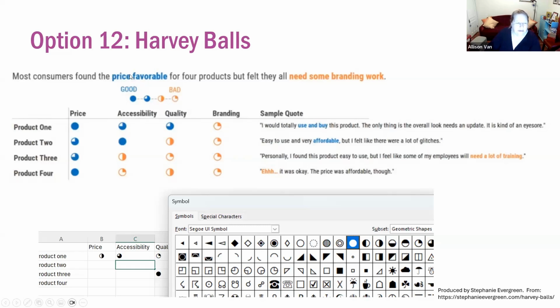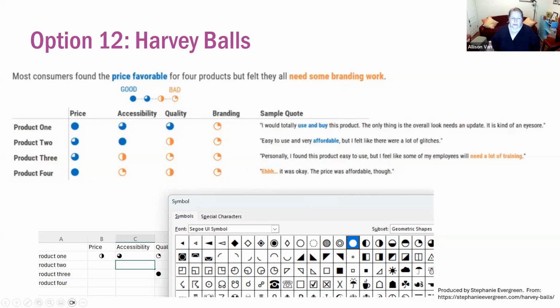And the researcher, in this case, Stephanie, is saying people thought the price was good. They felt the branding work was bad. And then you can take a quick look and go, yeah, people thought the price was good. Not universally. There's some slight divergence, real divergence around accessibility, a little bit of divergence around quality. And yeah, everyone is pretty universally in agreement that branding is bad. And then you have these sample quotes, which again are color coded to highlight these are the two things that you should really pay attention to: pricing and branding.